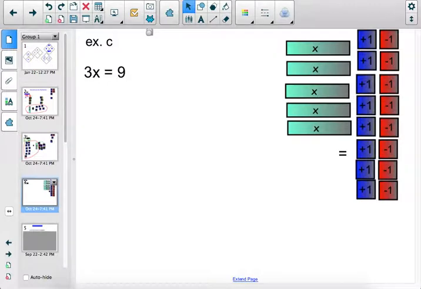Somebody thinks they could set up what this one looks like. 3x equals 9, kind of like what we did with the other two. Alright. Nick, go try if you want to.